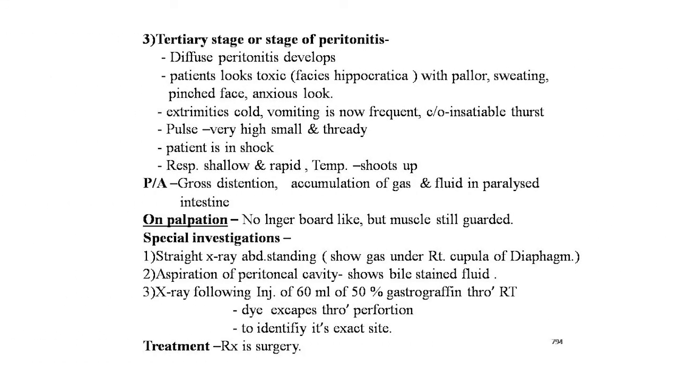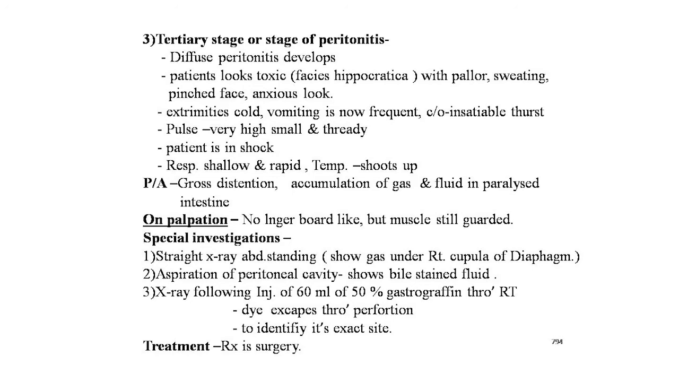In the third stage, the tertiary stage or stage of peritonitis, diffuse peritonitis develops. The patient looks toxic, with the typical facies hippocratica: pallor, sweating, pinched face, anxious look. Extremities are cold, vomiting is now frequent. Complaint of insatiable thirst, pulse very high, small and thready. The patient is in shock, respiration is shallow and rapid. Temperature shoots up. On abdominal examination, there is gross distension, with accumulation of gas and fluid in paralyzed intestine. On palpation, no longer board-like rigidity, but the muscle is still guarded.